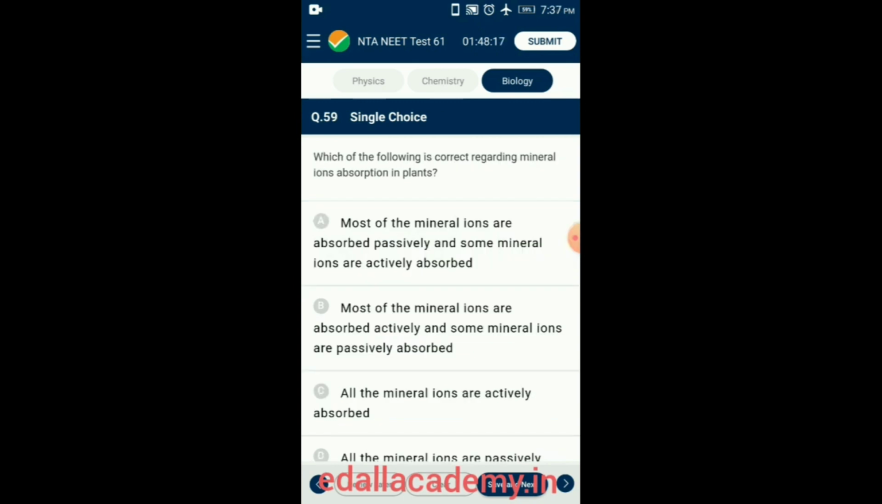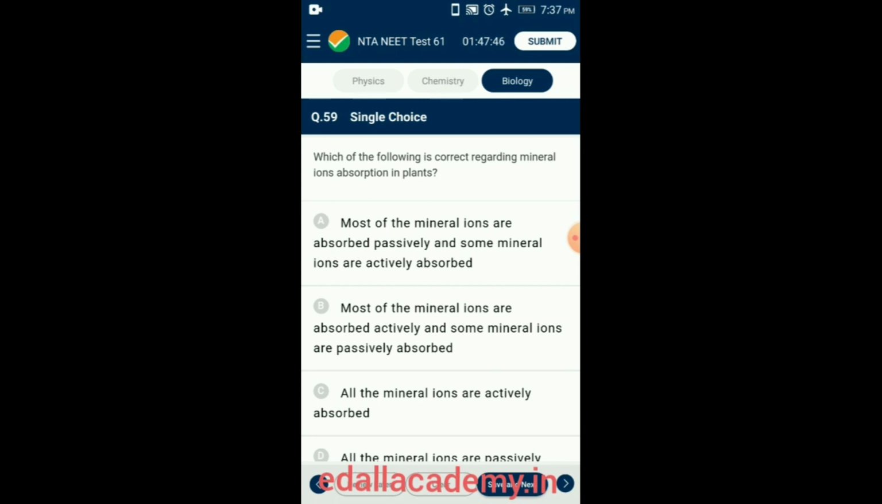Question number 59. Which of the following is correct regarding mineral ions absorption in plants? All the minerals cannot be absorbed passively like water because minerals are present in the soil as charged particles which cannot be passed across the cell membrane, and the concentration of the mineral in the soil is usually lower than that of a root. Hence, mostly minerals are transported by active transport.